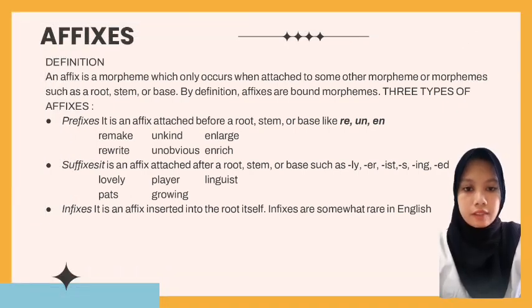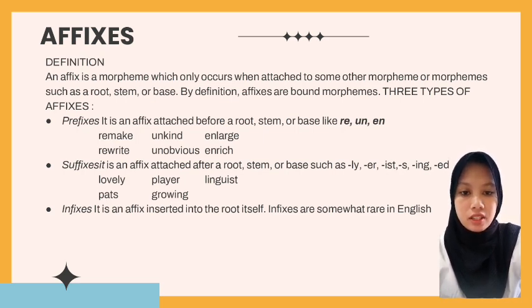Okay, next is affixes. Definition of affixes: an affix is a morpheme which only occurs when attached to some other morpheme or morphemes, such as a root, stem, or base. By definition, affixes are bound morphemes. Three types of affixes. The first is prefixes. A prefix is an affix attached before a root, stem, or base, like re-, un-, and en-. For example, remake, unkind, enlarge, rewrite, unobvious, and rich.